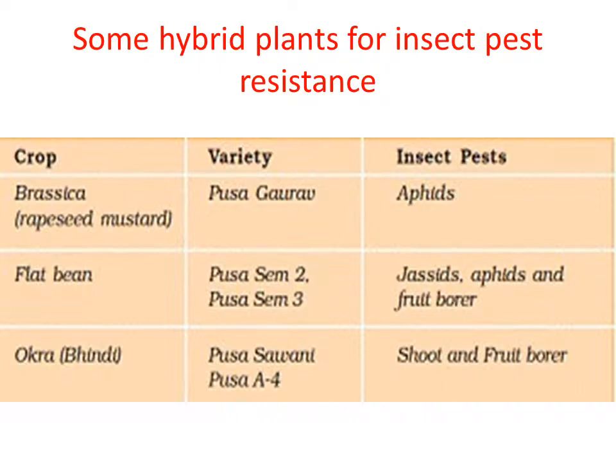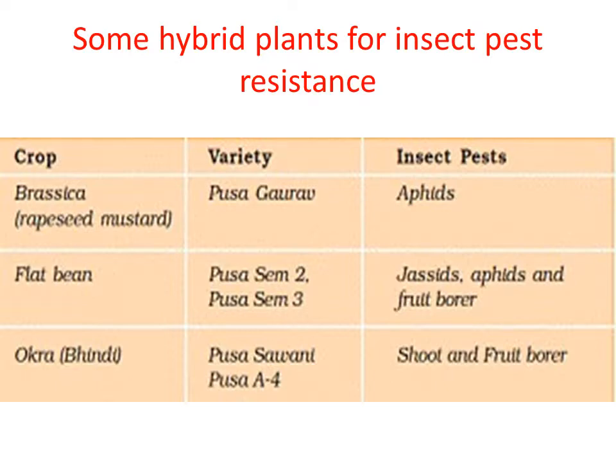The third and last crop is okra. Okra's common name is bhindi. In the okra, one improved variety is Pusa Sawani, and another improved variety is Pusa A4. These two are the improved varieties of okra plant. These two got resistance to shoot and fruit borers.